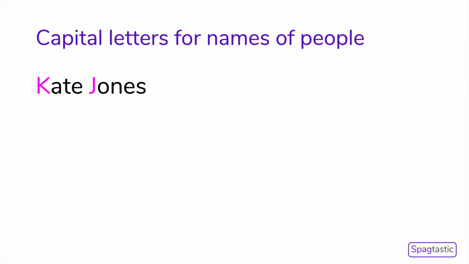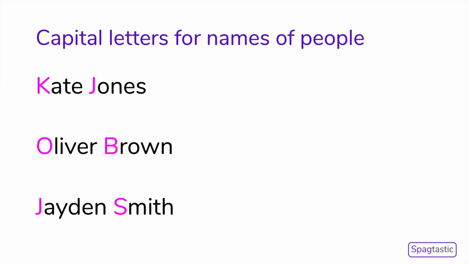Our next name is Oliver Brown. So we need a capital O for the first name Oliver and a capital B for the surname Brown. Our third name is Jaden Smith. We need a capital J for the first name Jaden and a capital S for the surname Smith.